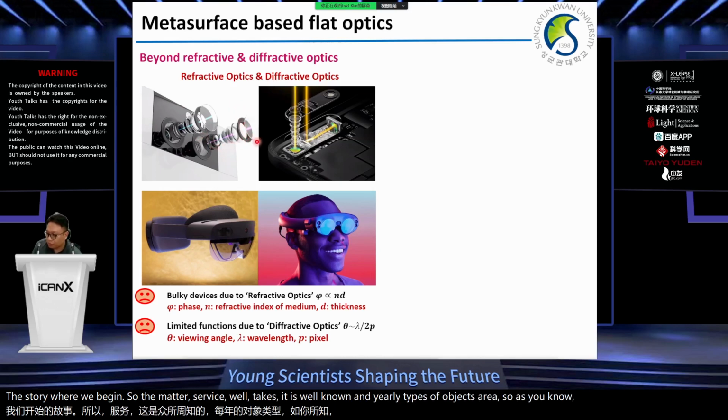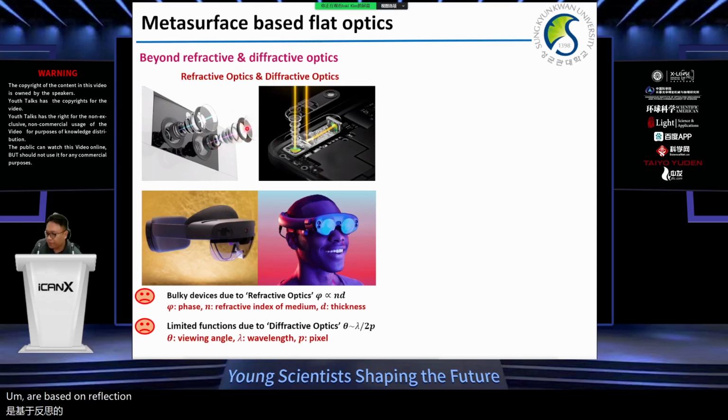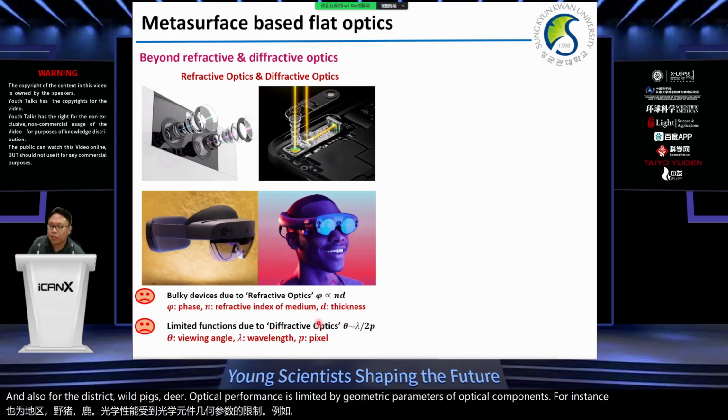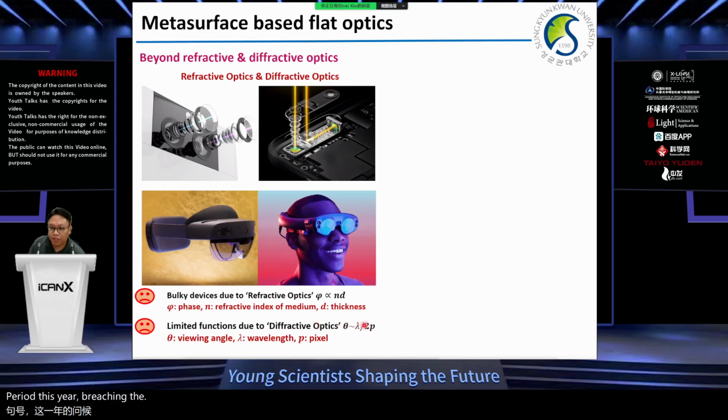As you know, the conventional optics is based on refraction and diffraction. As you can see here, the camera lenses and AR displays are all ruled by refraction and diffraction. But the disadvantage of refractive optics is that you always need a certain volume to accumulate phase, so you always have a bulky system. And for diffractive optics, their optical performance is limited by geometric parameters of optical components. For instance, because of the periodicity of the grating, the viewing angle is limited.